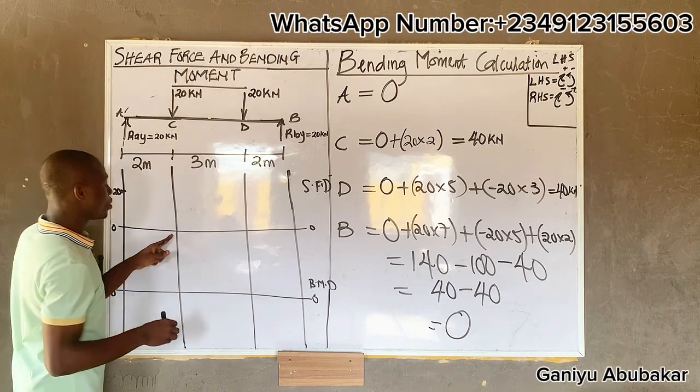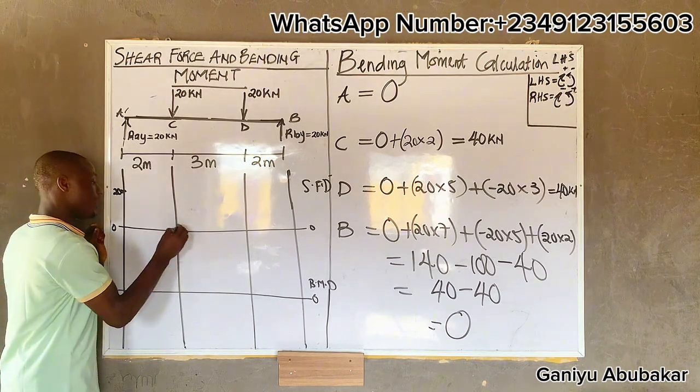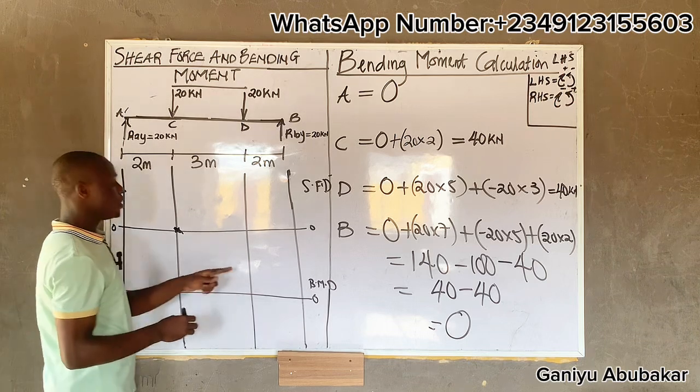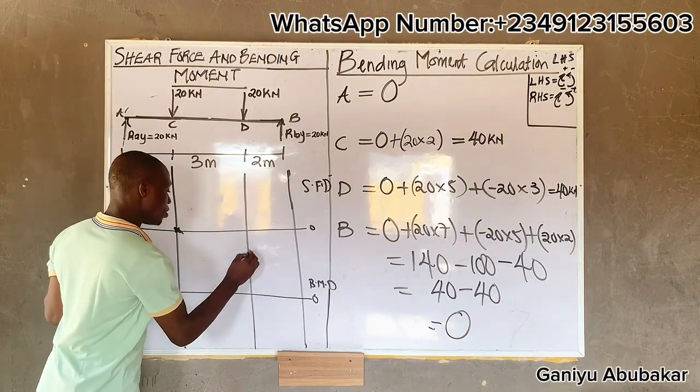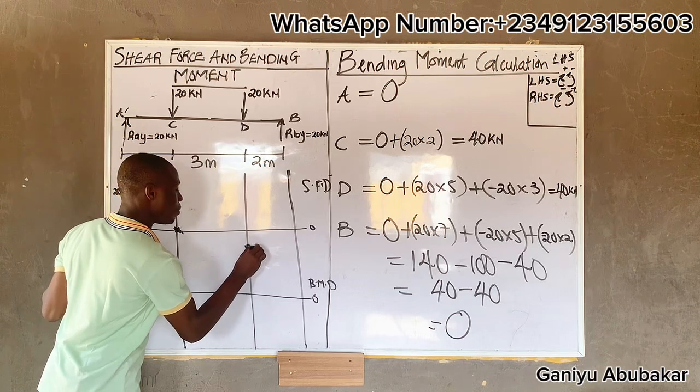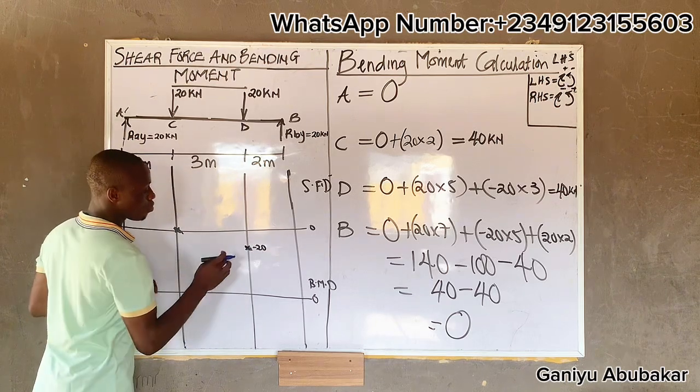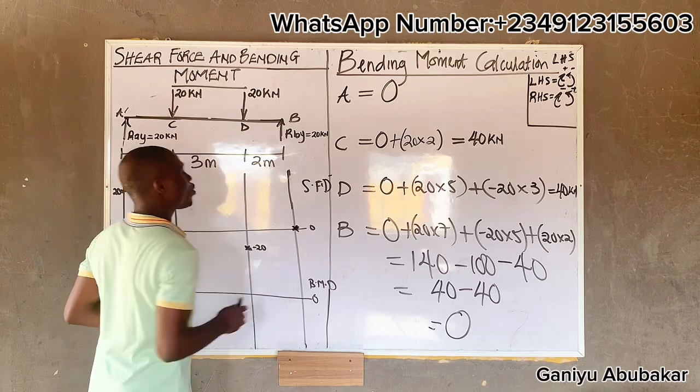At point C is what? 0, Abi. So somewhere here. At point D is what? Minus 20. So that will be negative 20, Abi. Let me just put somewhere here. Minus 20. What next again? 0, Abi. So here. So this is the concept, please.